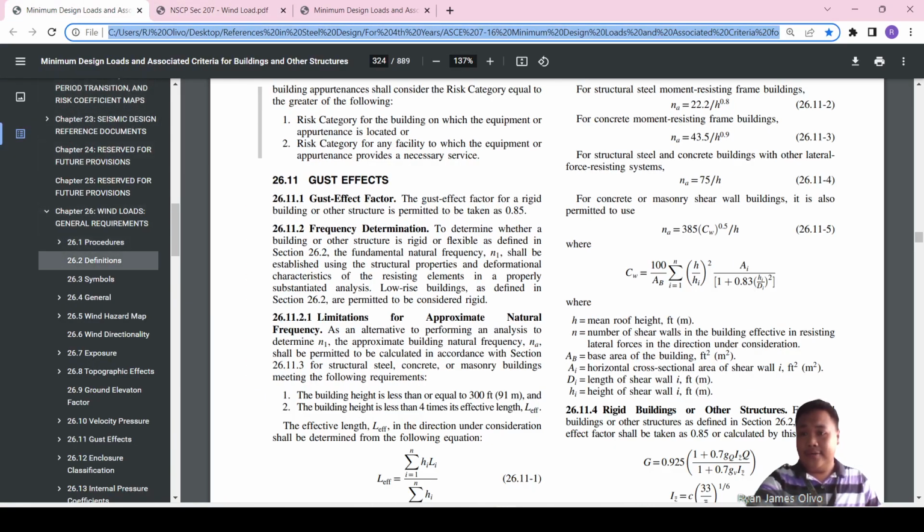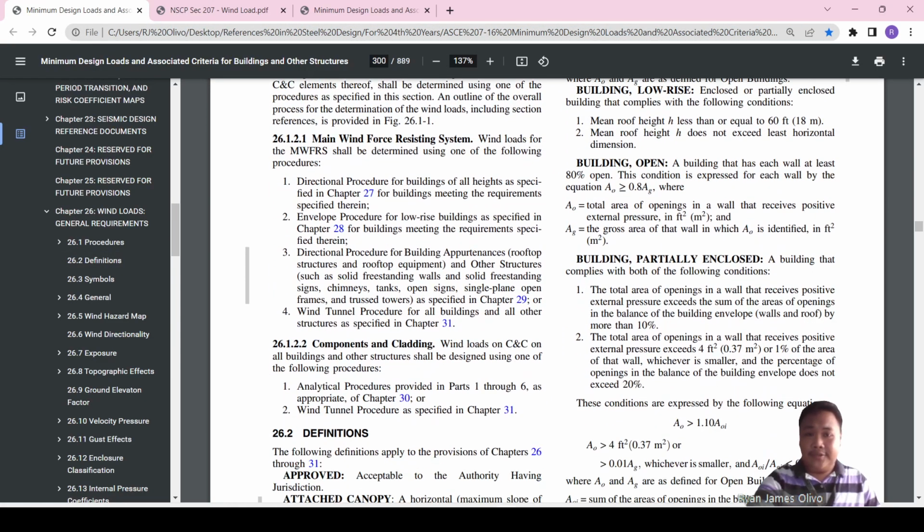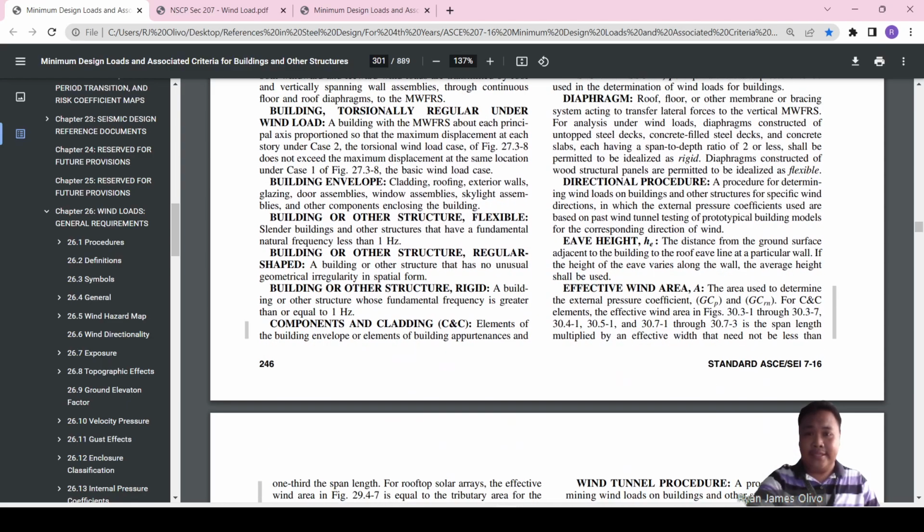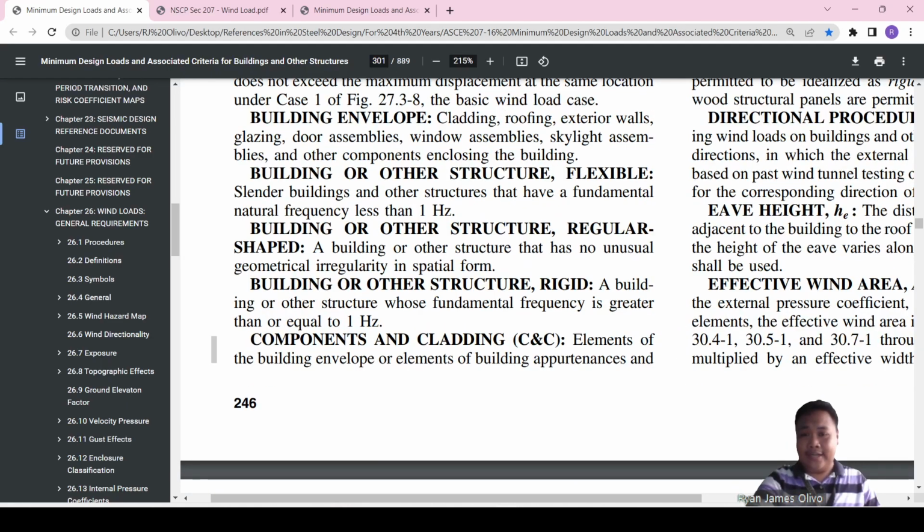As you can see, we can go to this definition, no? So you may read the definition of flexible buildings or building. So building or other structure as rigid. So rigid buildings are those with greater than or equal to 1 hertz. Like I said, you consider the building as rigid if it has a fundamental frequency of greater than 1 hertz.